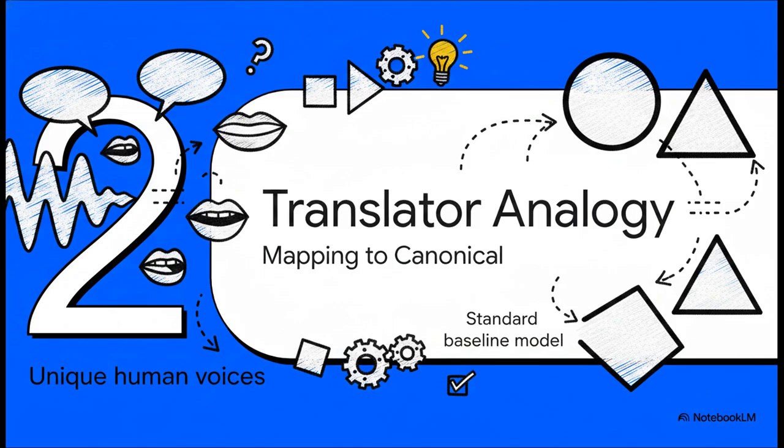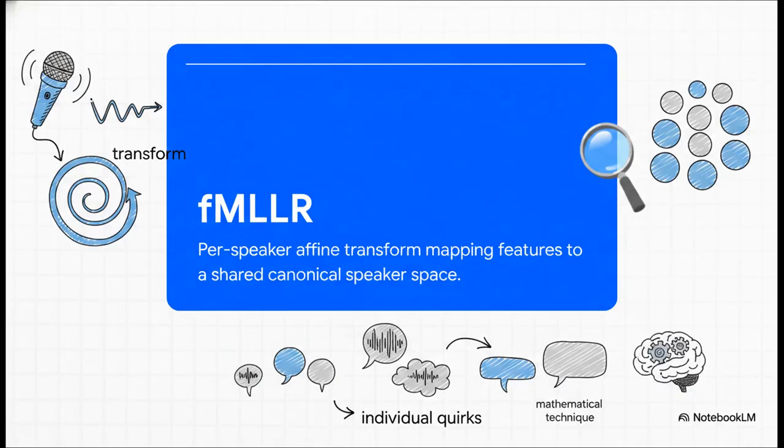Moving right along to section 2, the universal translator analogy. Enter fMLLR. Okay, yes, it stands for Feature Space Maximum Likelihood Linear Regression. It's quite the acronym soup, but at its core, fMLR is just an ingenious mathematical technique to normalize acoustic features away from individual quirks. Technically speaking, it's a per-speaker affine transform. Now, if that sounds intimidating, don't worry.